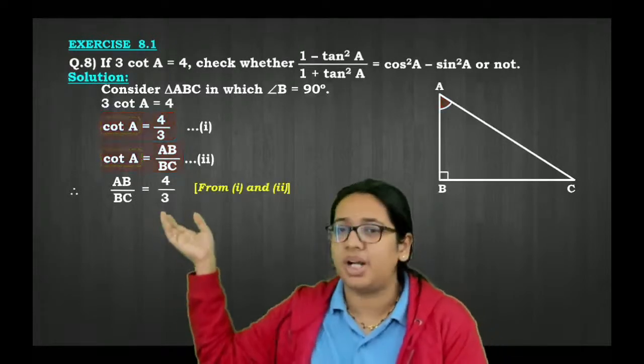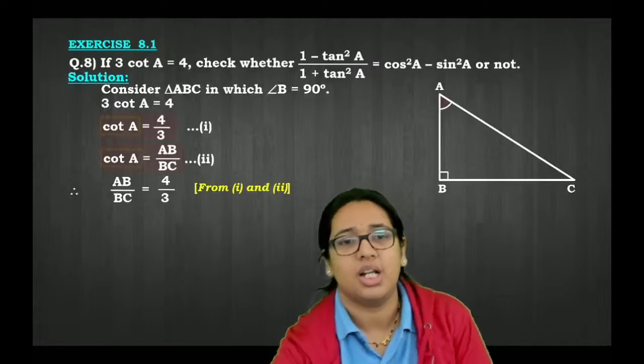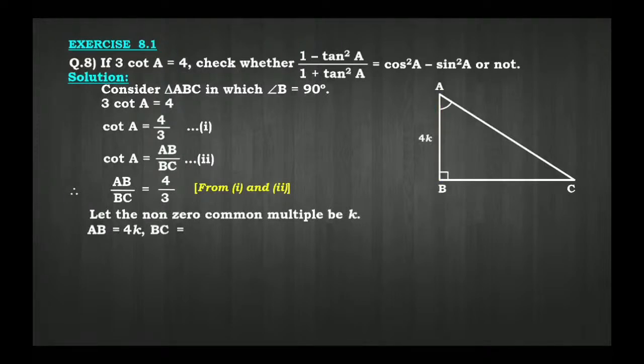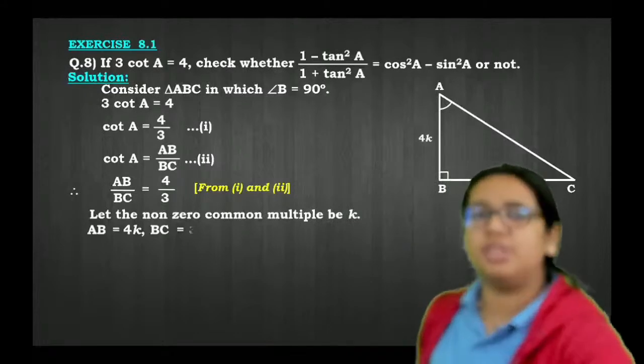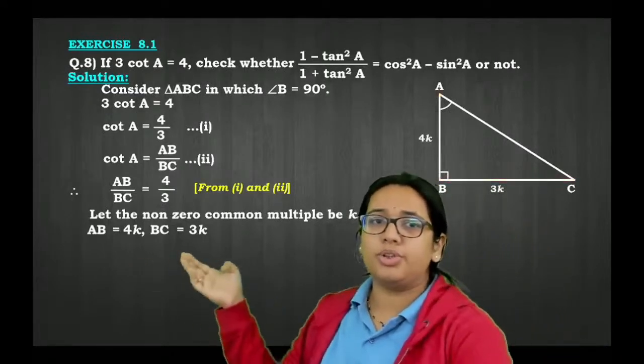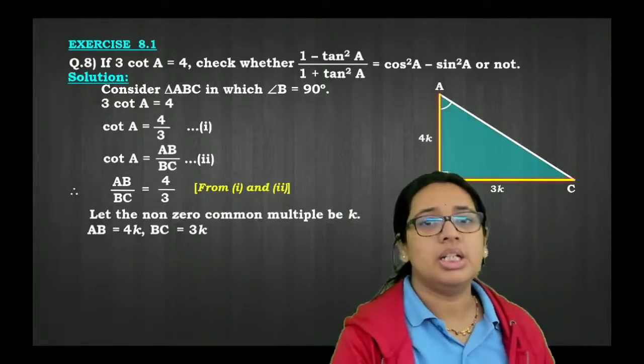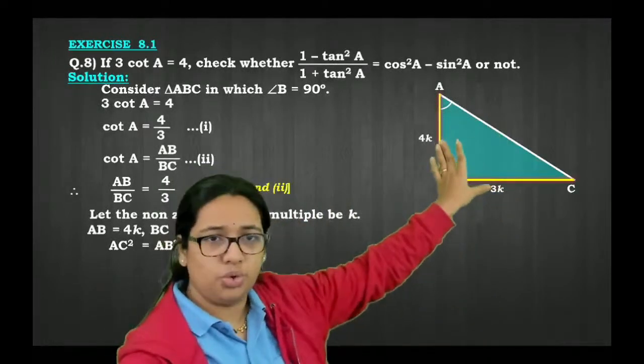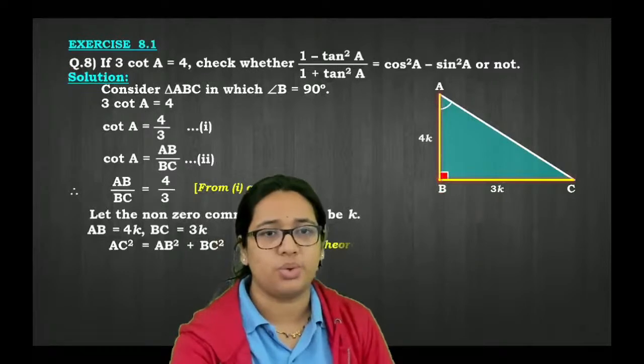So the rest part easily आप कर सकते हो, right? कौन सा वाला यूज करोगे? You will just have to consider a proportional constant. Hence we can say that AB will be 4K and BC will be 3K. AB will be 4K, BC will be 3K. So now we have a right angle triangle in which two sides are known to us. Third one सिर्फ आपको find out करना है.